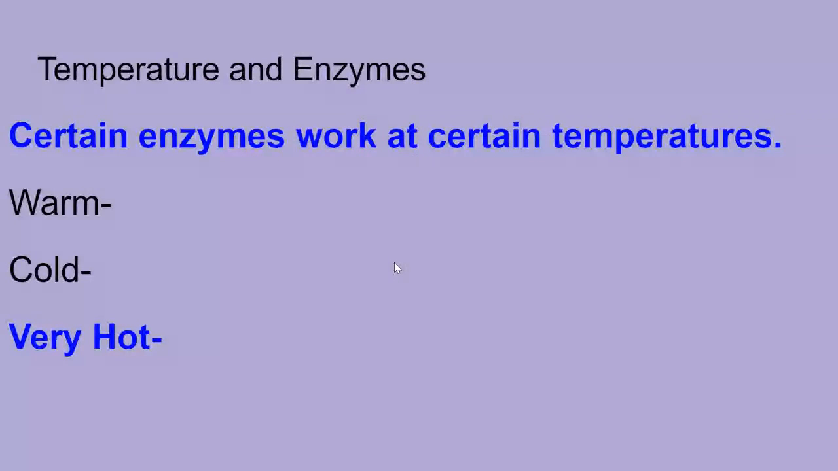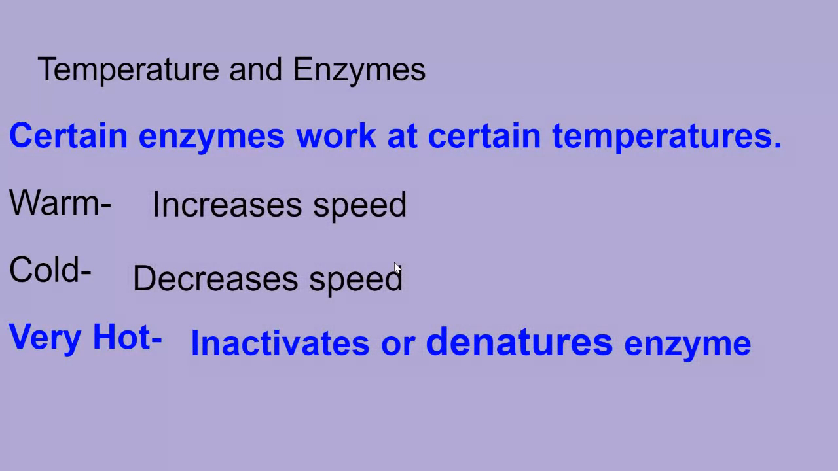All right, we've talked about the shape of the enzyme, how the active site works, and how it speeds up reactions, but what effects do temperature and pH have on how enzymes work? Well, remember that enzymes are a special type of protein, and proteins can be affected by temperature and by pH. We've found out in scientific research that certain enzymes work better at certain temperatures, but there are some general trends. In general, when things get warm, they increase speed. When things get cold, they decrease speed. And when things are very, very hot, that can inactivate or denature an enzyme.